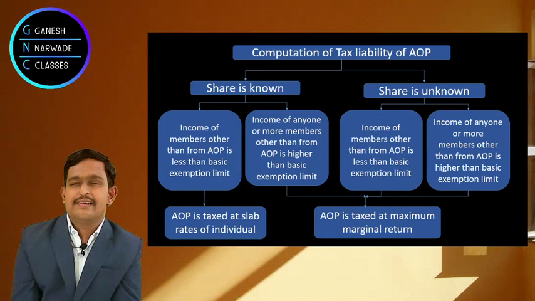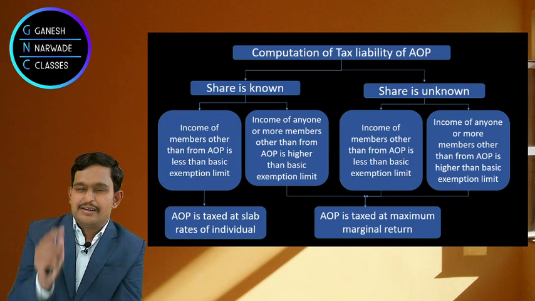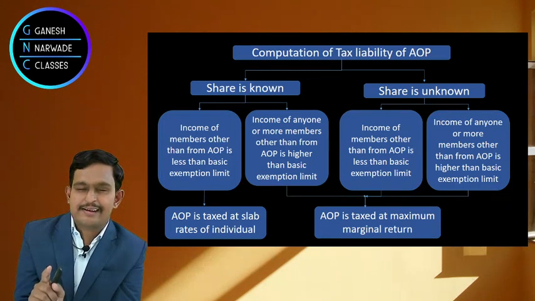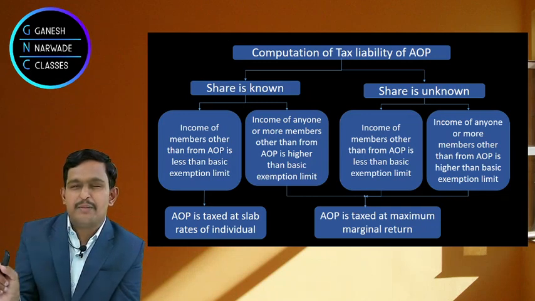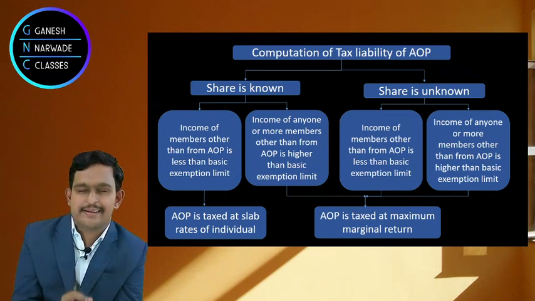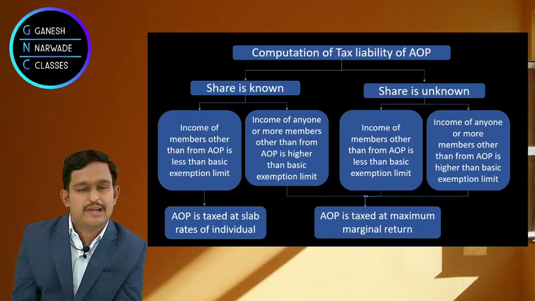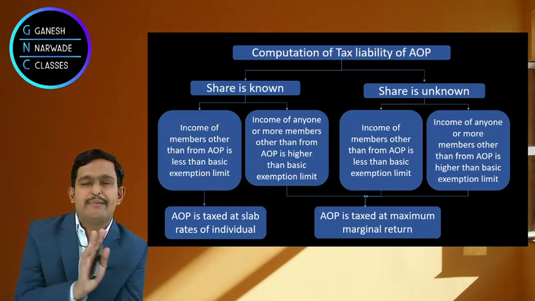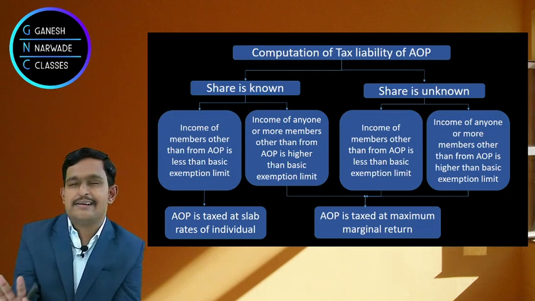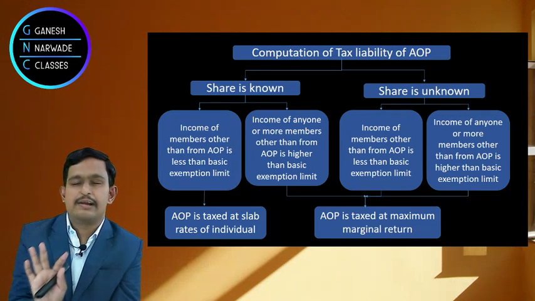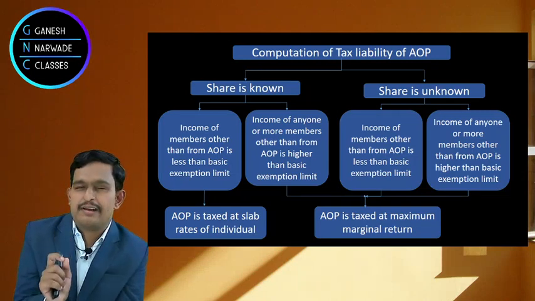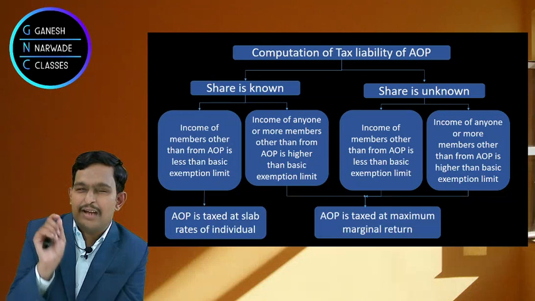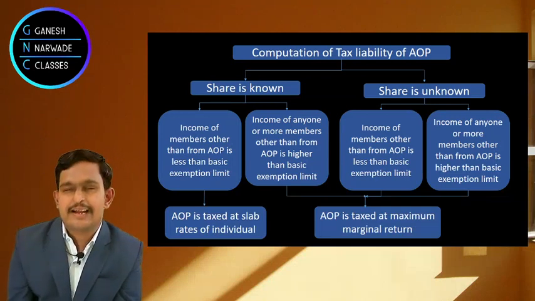तो इसीलिए सब छोड़ दो, सीधा याद रखने का क्या, if AOP's tax rate we are going to check: is share known? Is all members' income other than from AOP less than 2,50,000? Then simply slab rate for AOP. In all other cases, MMR for AOP. That's all. ज़्यादा tension नहीं लेना है. That's why I revised the chart properly, latest, updated, and more easy for a student to understand also.